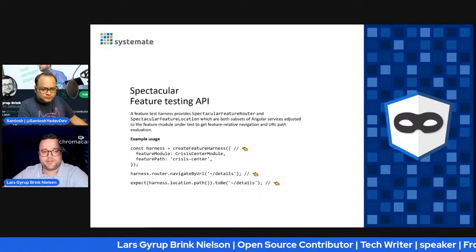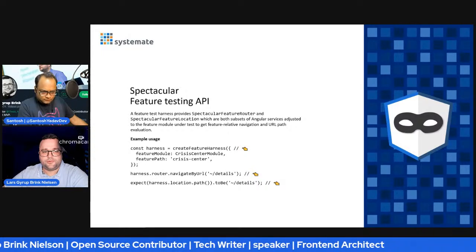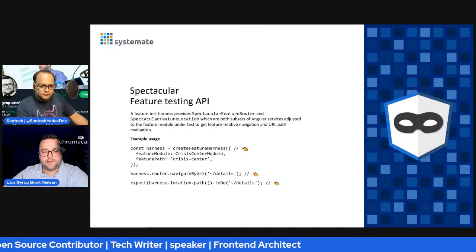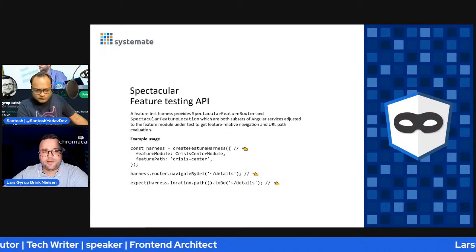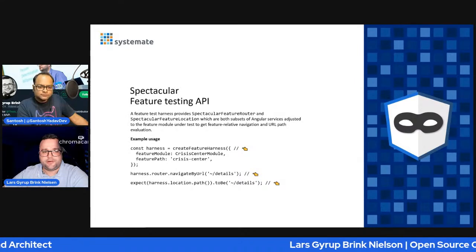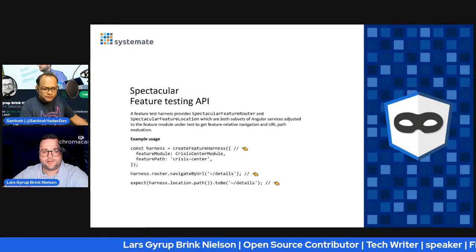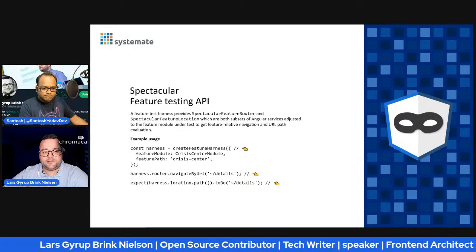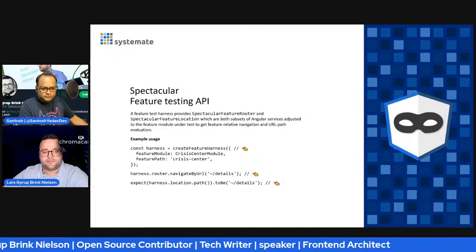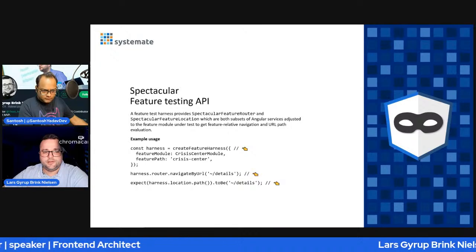And here's some example usage. We set up the harness by using createFeatureHarness, and we pass it a feature module. This is the crisis center module from Tour of Heroes. We pass it the route path of this feature module, which is crisis-center. And now we have our testing harness set up and no mention of TestBed at all. And this service is on the harness.router property, the Spectacular feature router.